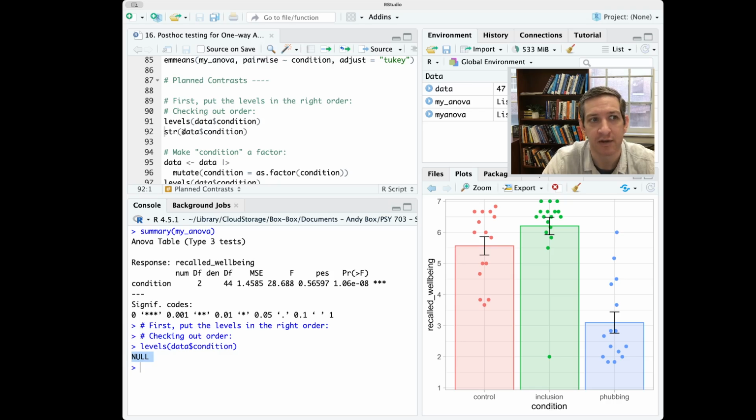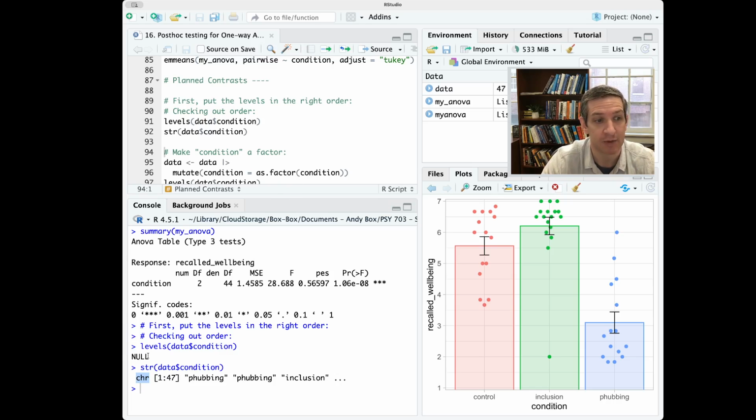Now, why is that? Well, let's take a closer look at the condition column. We can use this str, for structure, function. And that tells us that the structure of this column is not a factor, it's a character. As far as R is concerned, these are just a bunch of strings. They don't have any order. Well, we want to tell R to put these in an order that's logical for us and will correspond to the contrast we're about to test below. And we have to do that explicitly.